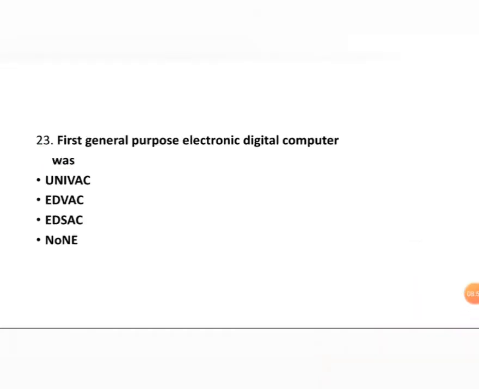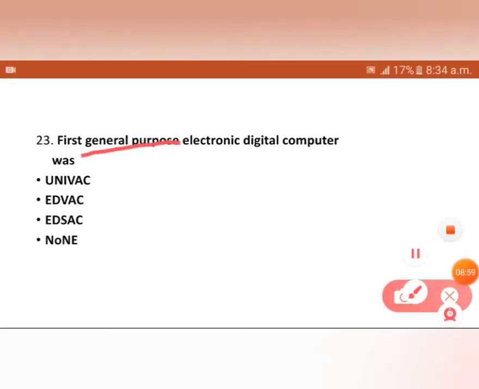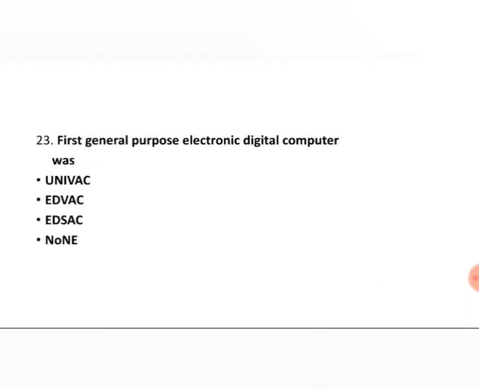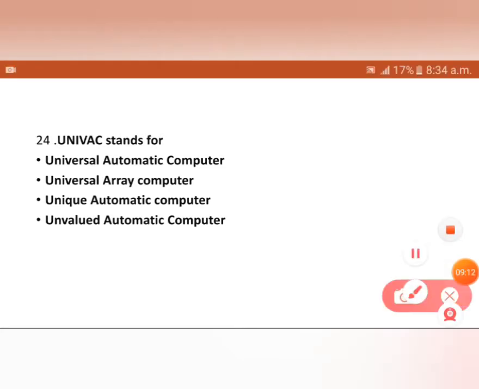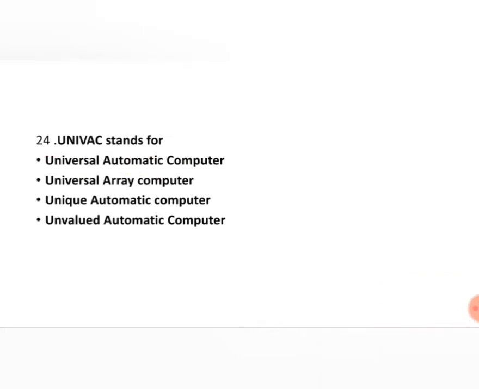One more question. Question number 23. The first general purpose electronic digital computer was. First general purpose. We should focus on the words. First general purpose electronic digital computer was UNIVAC, EDSAC, EDVAC, or none. The correct option is option number 1, UNIVAC. One more question, question number 24. UNIVAC stands for Universal Automatic Computer, Universal Array Computer, Unique Automatic Computer, or Unavailable Automatic Computer. Option number 1 is the correct option, Universal Automatic Computer.